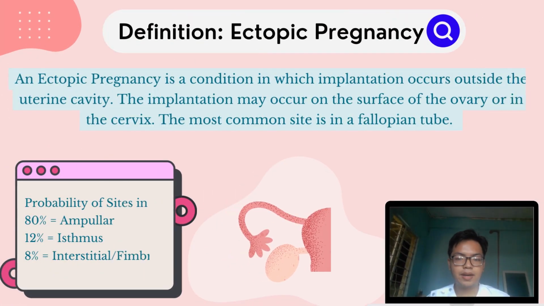An ectopic pregnancy is a condition in which implantation occurs outside the uterine cavity. The implantation may occur on the surface of the ovary or in the cervix. The most common site is a fallopian tube. Of these fallopian tube sites, approximately 80% occur in the ampullar portion, 12% occur in the isthmus, and 8% are interstitial or fimbrial. But ectopic pregnancy can also occur in the ovaries, cervix, or even the abdomen.